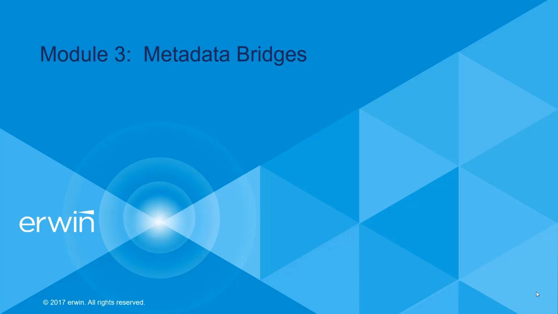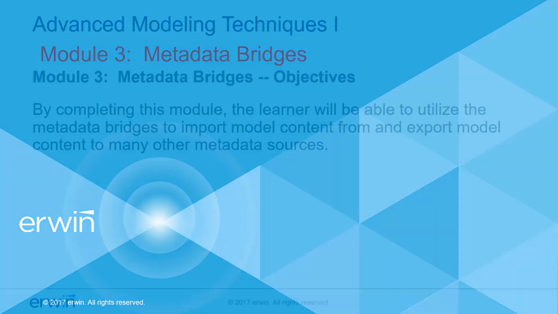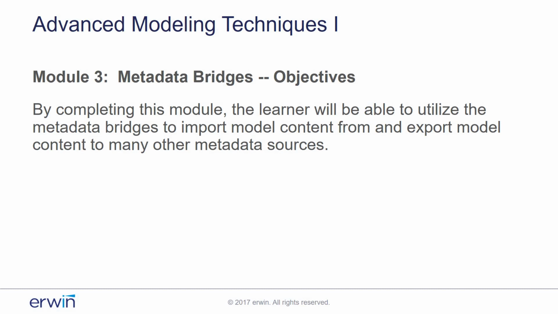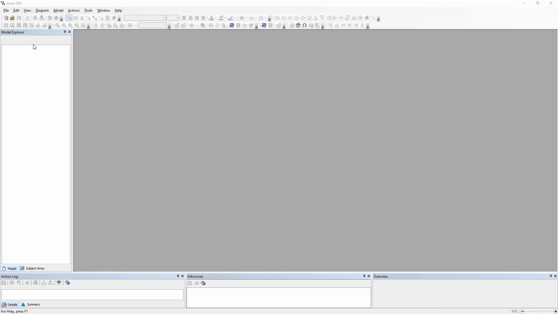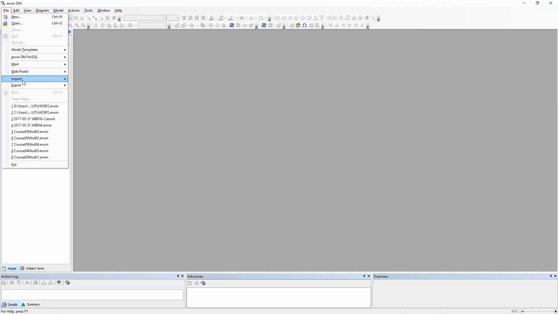Irwin Data Modeler's metadata bridges allow us to bridge our data model to a myriad other sources and uses of model metadata. Irwin DM includes a large set of metadata bridges. These allow you to import metadata from and export it to a huge range of other sources. We'll get a glimpse at just a few of these. We'll find them under the File menu, Import, and Export. Let's take a look at the imports.